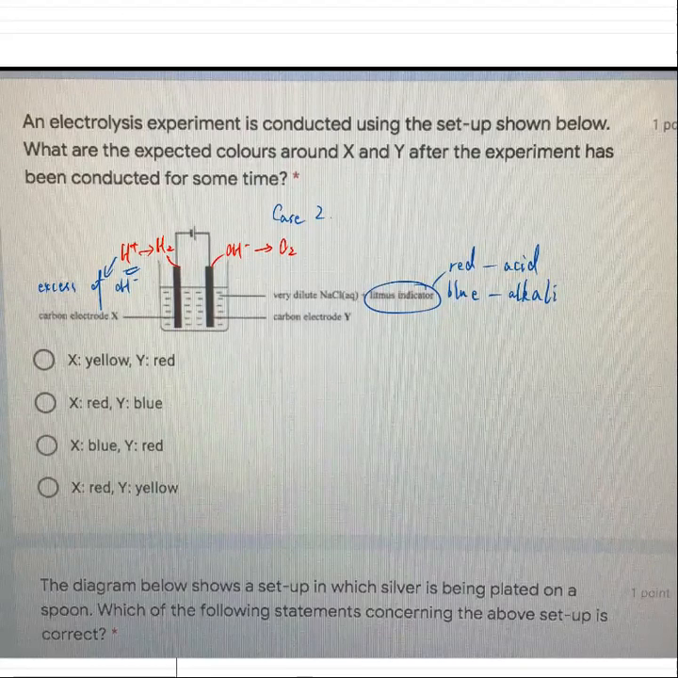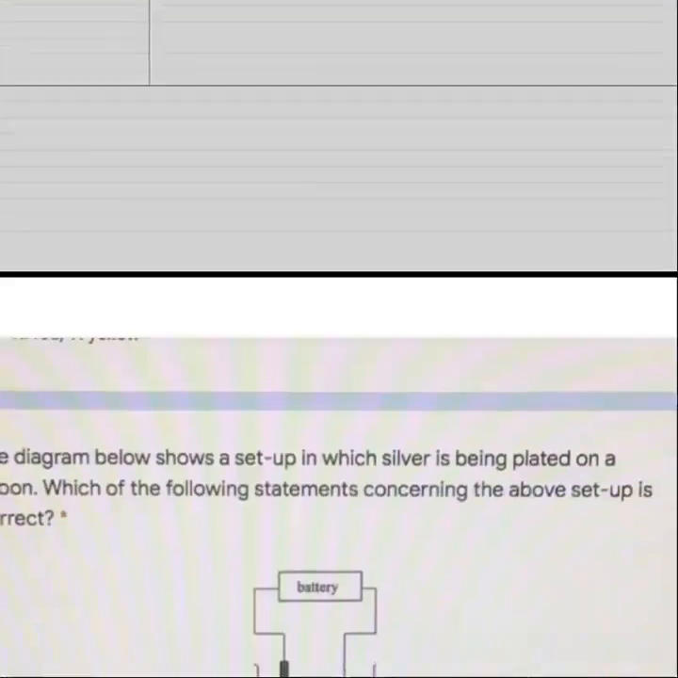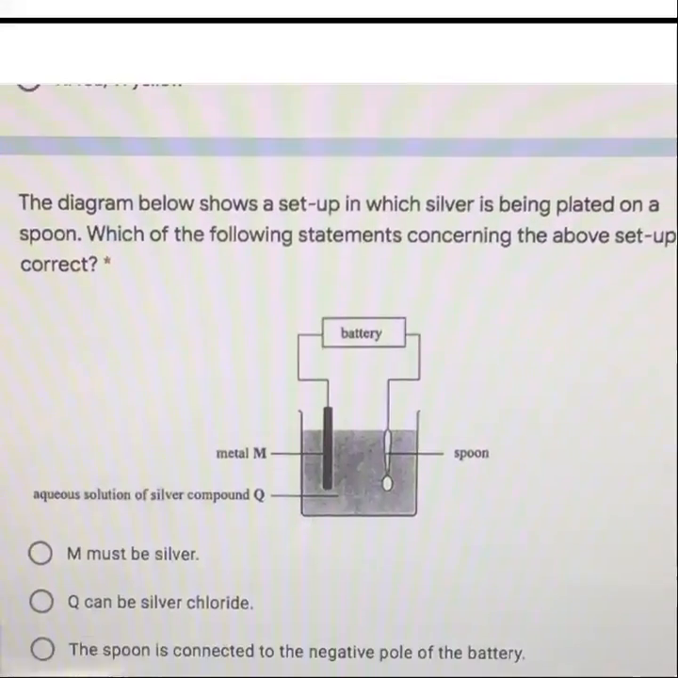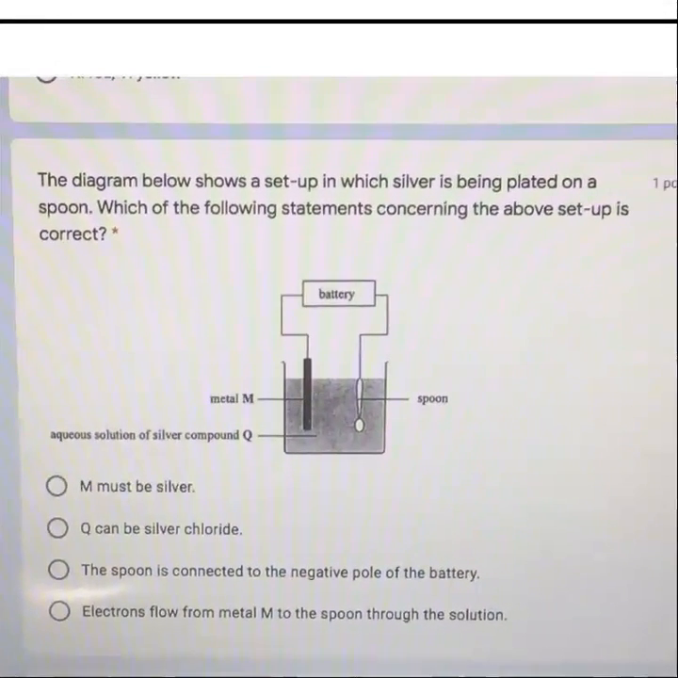Yes, alkaline should have more OH minus. If it's an alkaline solution, you're going to get more hydroxide ion. If it's an acidic solution, you're going to get more hydrogen ions in it. Alright, sorry, I jumped back. Let's move back to here.